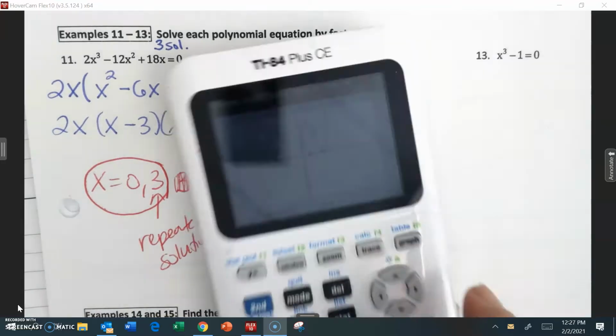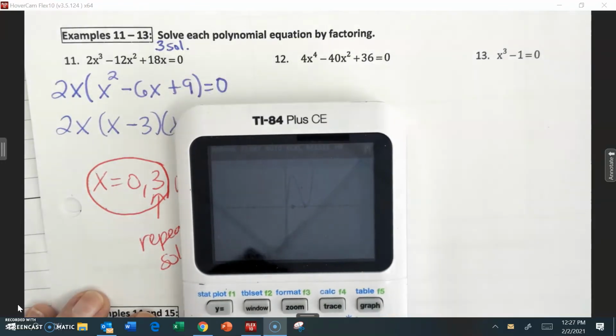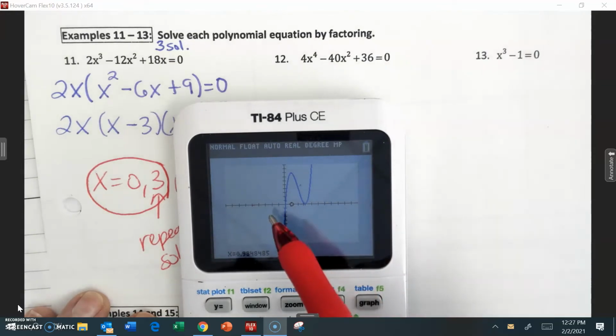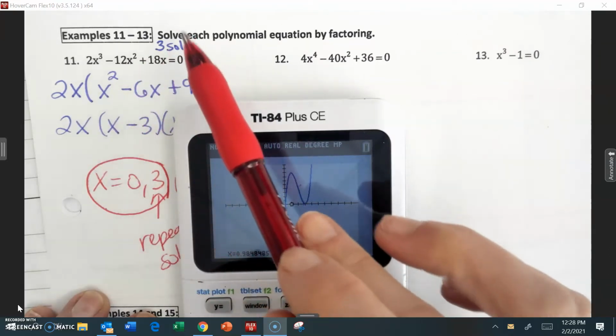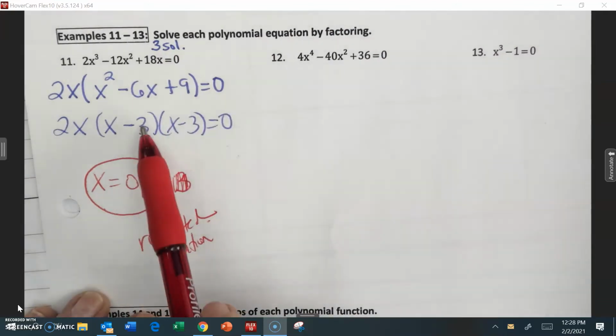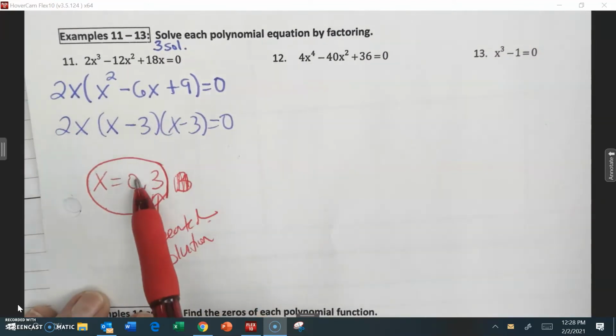And I know you're thinking, well, what about on the graph? Well, on the graph, this is 0, x equals 0. This is 3. It's not going to hit again, but to use the theorem, there's 3 solutions. So that's why when you see your factors, you get 0, 3, and 3.